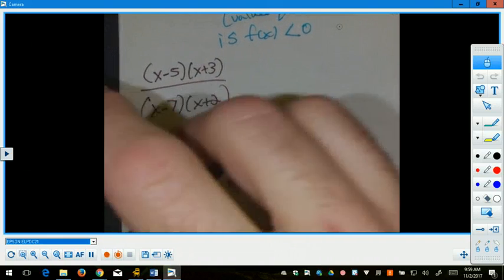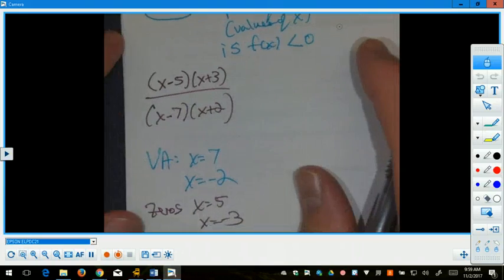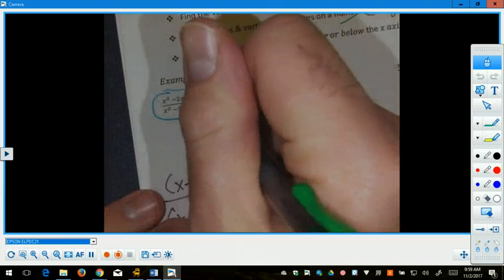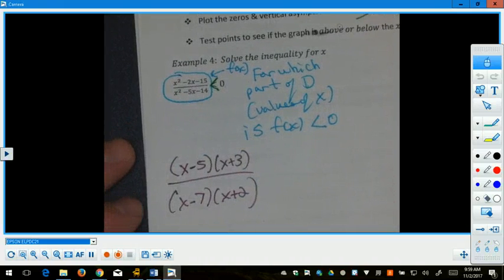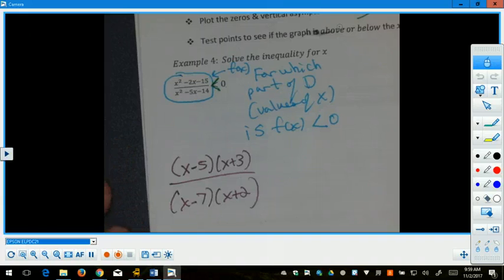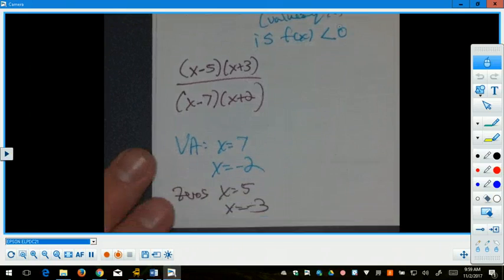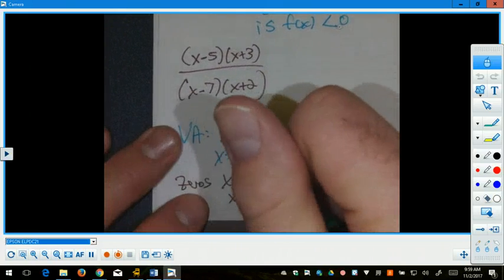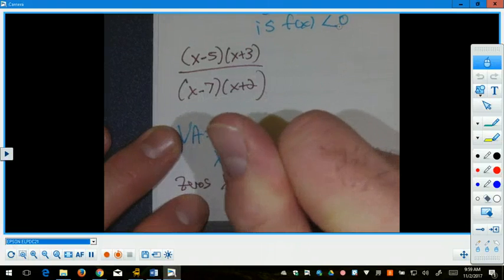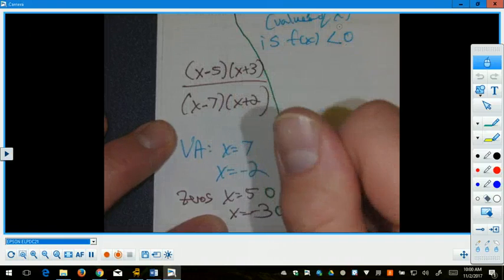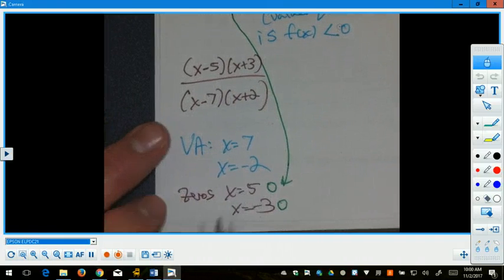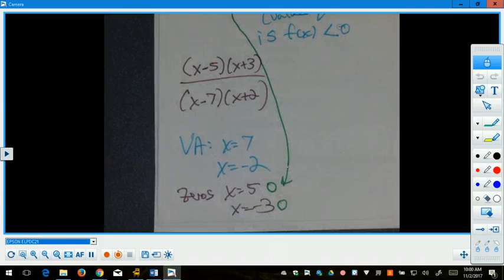Now here's the thing. The inequality for this problem is strictly less than. So do I want the zeros to be included as part of the solution? No, because they're equal to 0, and I only want output. I want to know what values of x would give us outputs that are less than 0, or below the x-axis. So when I do my sign chart, I'm going to put open circles because of the inequality. I do not want to include those in my solution set.